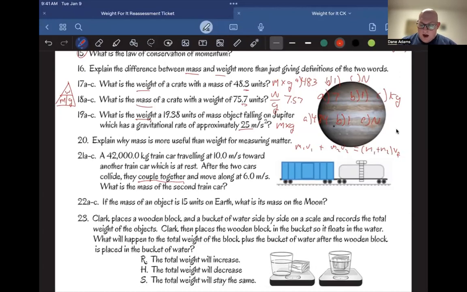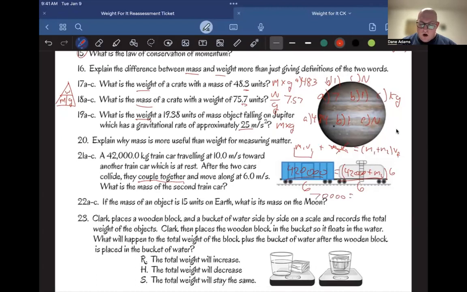In this case, I know that this term here goes to 0 because the second train car wasn't moving before the collision. This term here, 42,000 times 10, is 420,000. The combined mass I don't know because I don't know the second mass, but that's not a big deal. m1 is 42,000. I'll simply put m2 for now. The final rate says 6, so now it's a simple math problem. Solve for m2. If I divide both sides by 6, 420,000 divided by 6 is equal to 70,000.